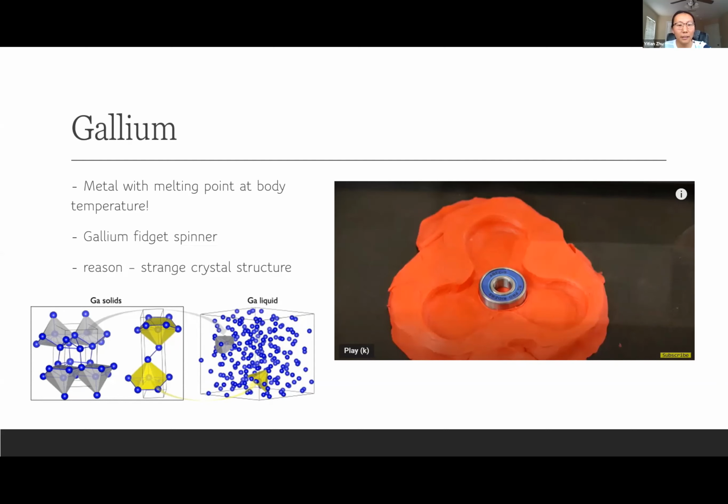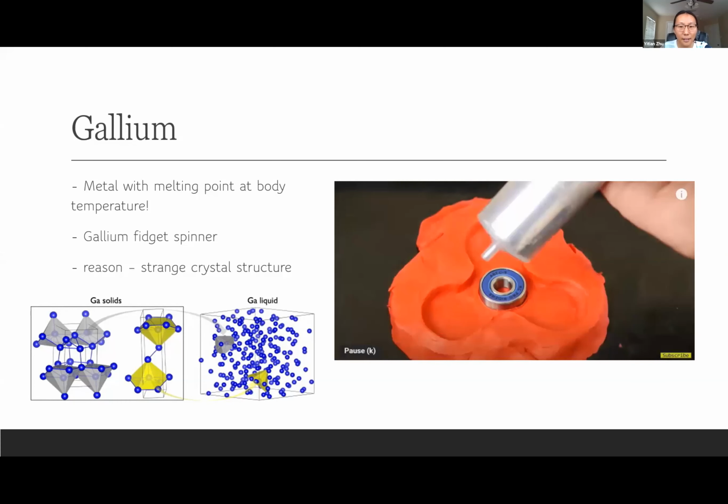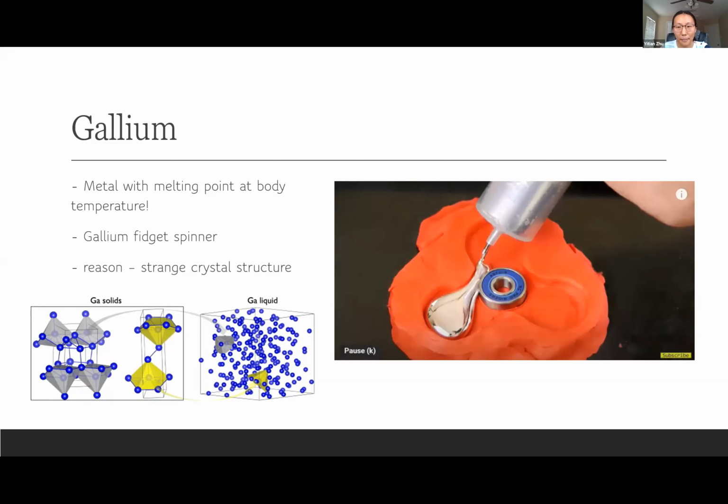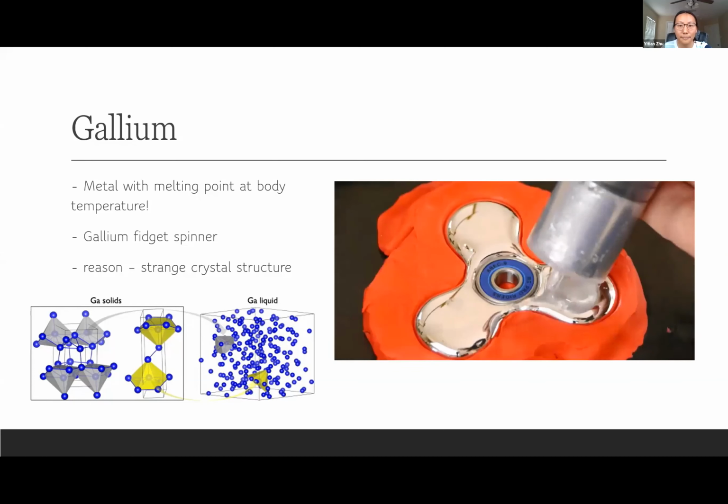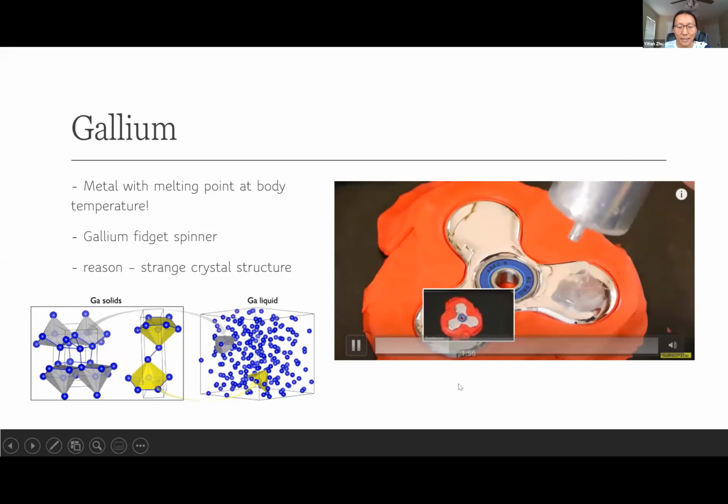And why does that happen? Well, it has a strange crystal structure that basically no other metal adopts, and that crystal structure starts getting unstable at body temperature, so much that the liquid is just as stable at that temperature, and it melts. So this person is using gallium metal that they melt in a hot water bath, and they put it in a mold to create a fidget spinner.